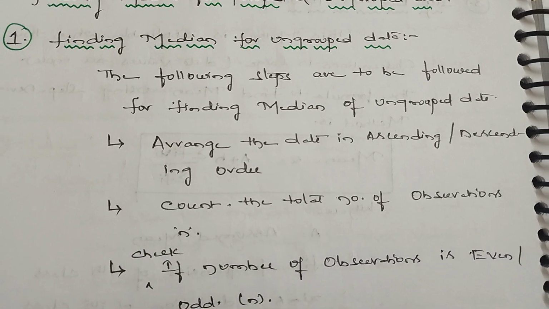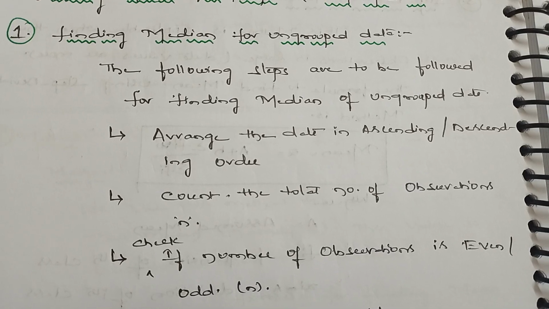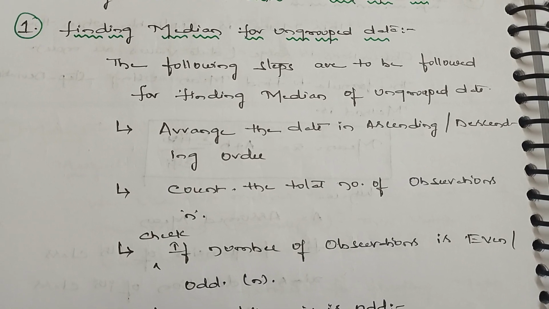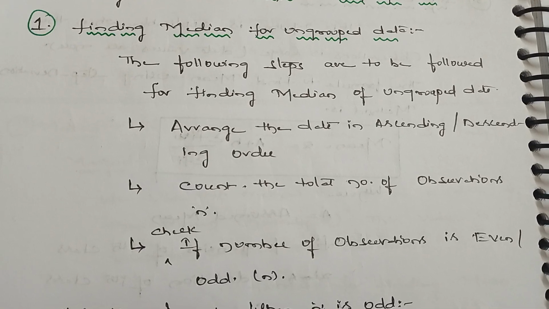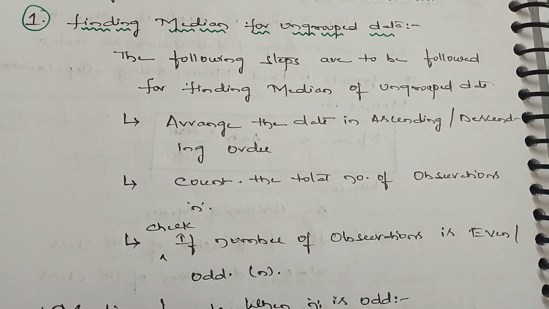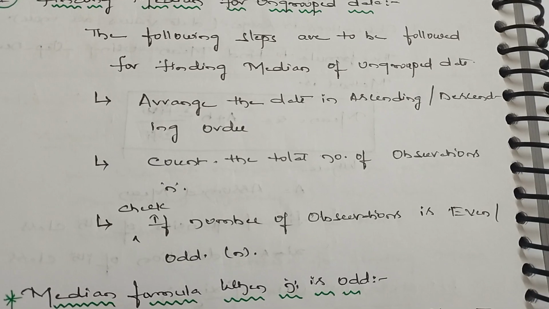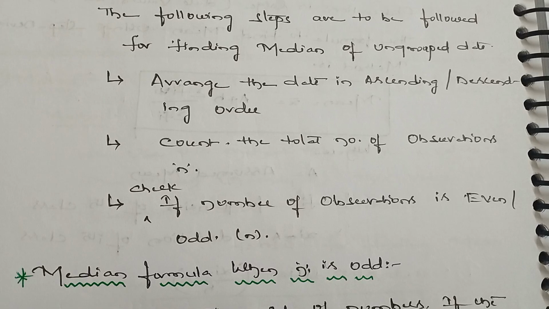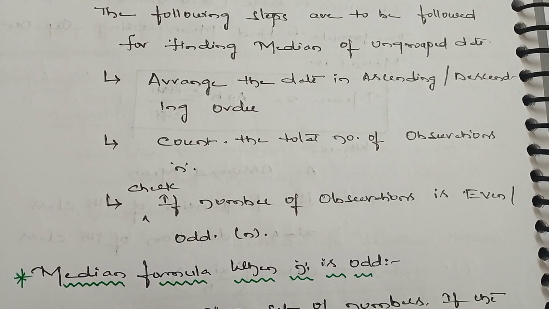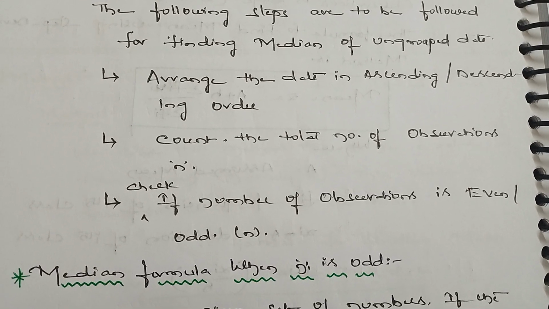So in the first step, arranging the data in ascending or descending order. When the observations are given, we need to arrange them either in ascending order or descending order. That is the first step. Second one, count the total number of observations, that is n. Check if the number of observations is even or odd.